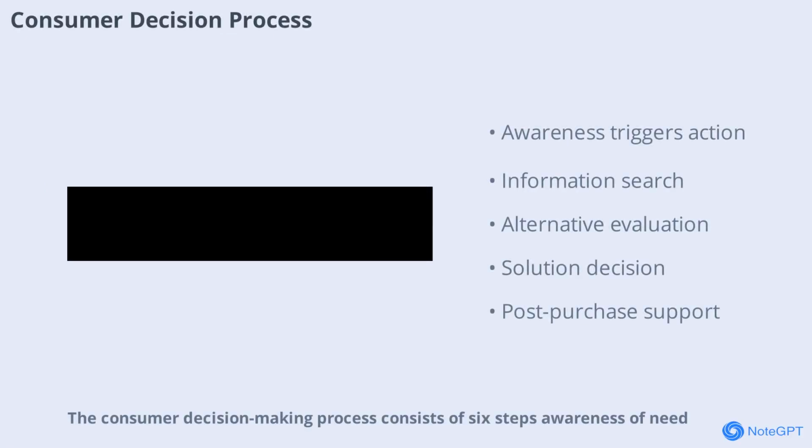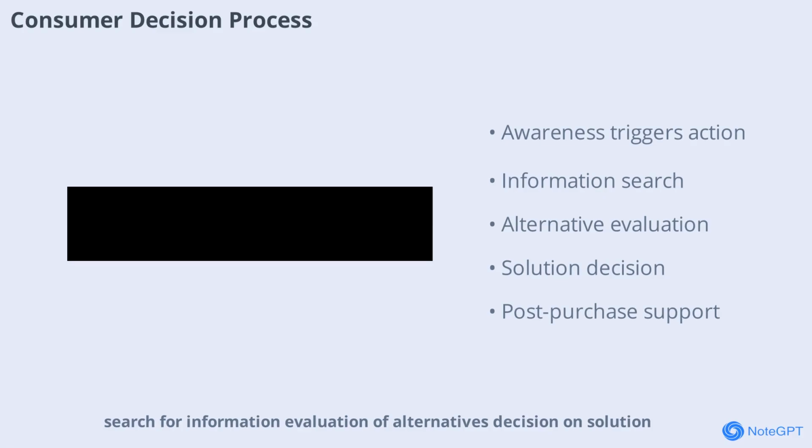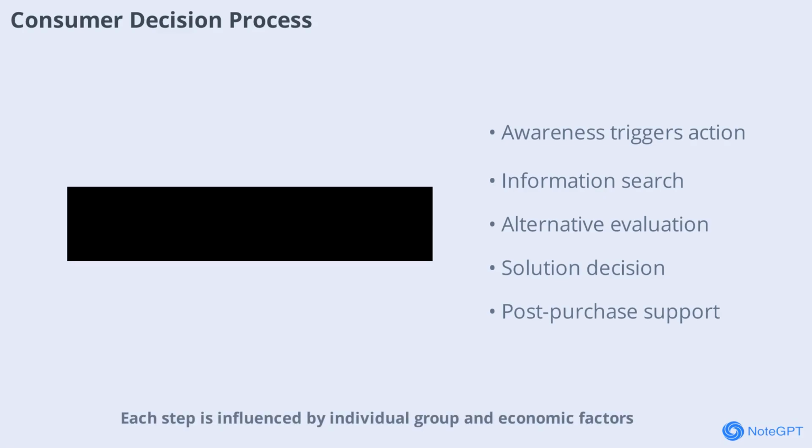Consumer decision-making process consists of 6 steps: awareness of need, search for information, evaluation of alternatives, decision on solution, action, purchase, and post-purchase behavior. Each step is influenced by individual, group, and economic factors. Marketers can guide consumers through this process by providing relevant information, making alternatives clear, and offering support after purchase to reduce uncertainty and build loyalty.